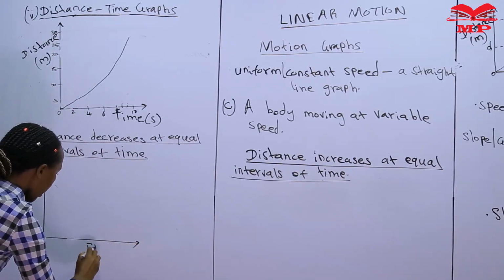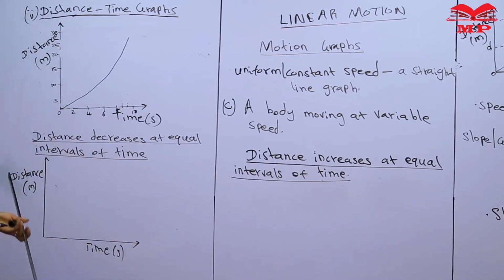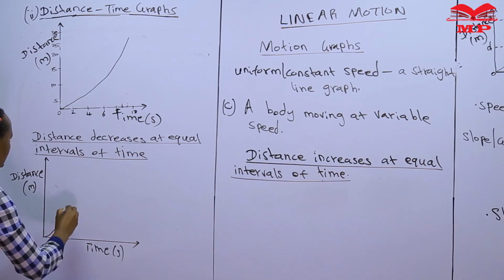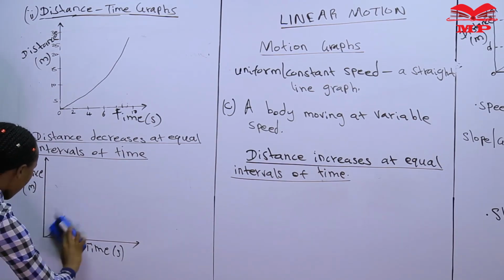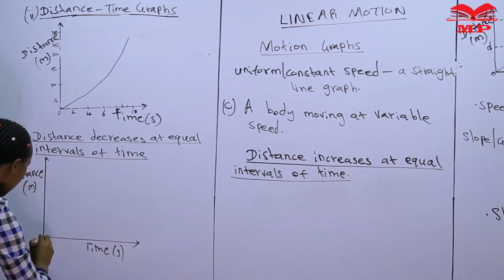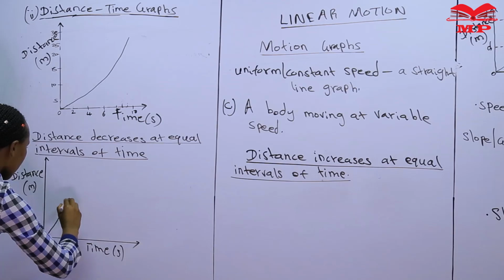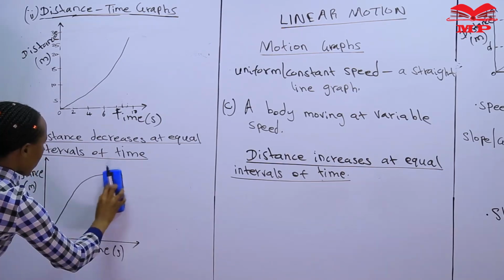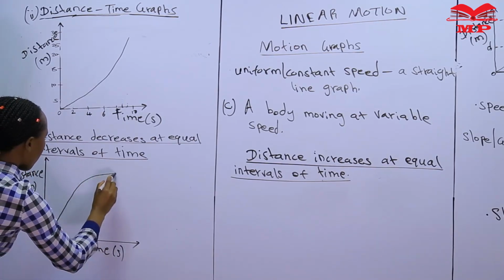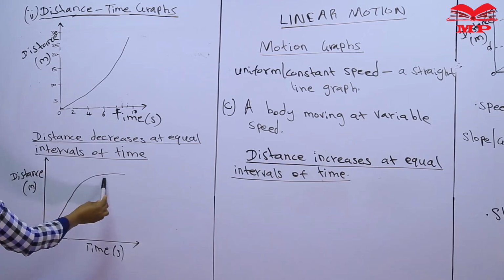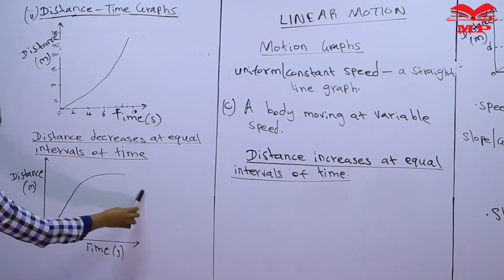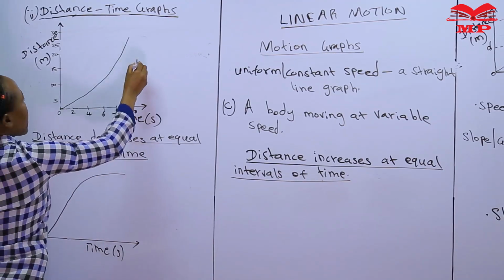We have time here in seconds. Now it is decreasing at equal intervals of time, we have it initially this way, decreasing, and then decreasing at equal intervals of time. So you can see at this point it is approaching stationary. So we can see that the speed is decreasing. For this, there is decreasing speed. This one is increasing speed.